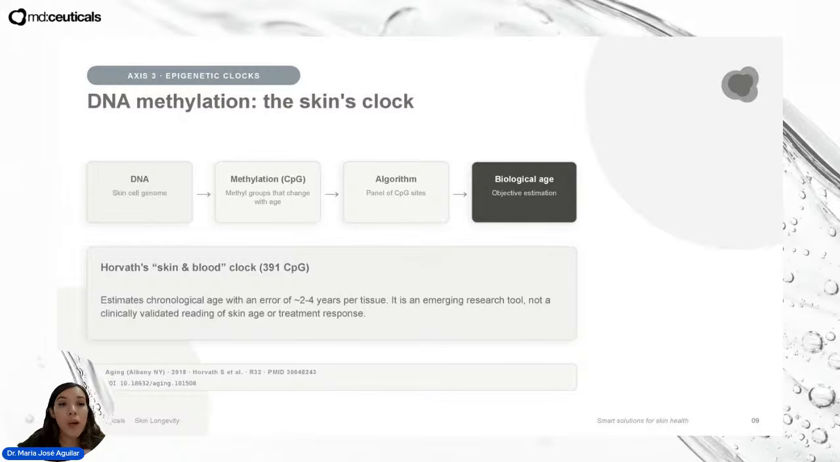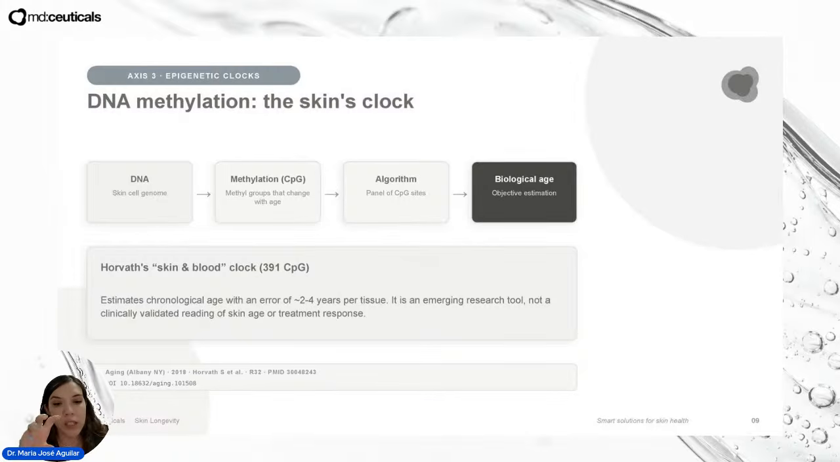But we have other protocols that we can perform on the patient to identify this skin clock, like the methylation of the DNA. We can make a screening by blood, identifying how the methylation of the DNA is progressing in our patient. This is one of the main introductions to know the age of the patient.